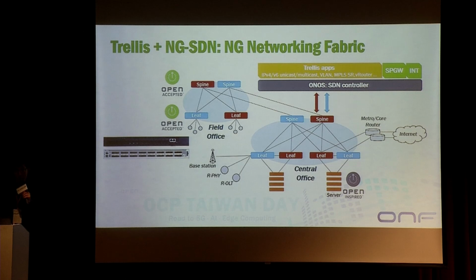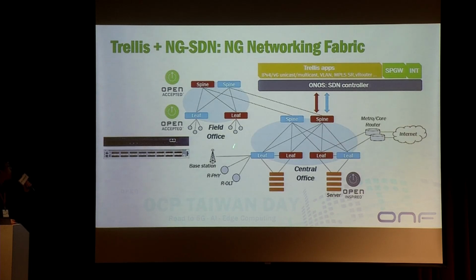So Trellis is our leaf-spine fabric, and we also introduced some NG-SDN technologies into Trellis to form a next-generation networking fabric. So this is like a typical leaf-spine you can see. So also we have ONOS as our SDN controller that controls all of them. We run the Trellis apps that provide features like IPv4 and v6 unicast, multicast, VLAN, MPLS, segment routing, blah, blah, blah. And of course, the leaf and spine switches we're using here are both OCP accepted devices.